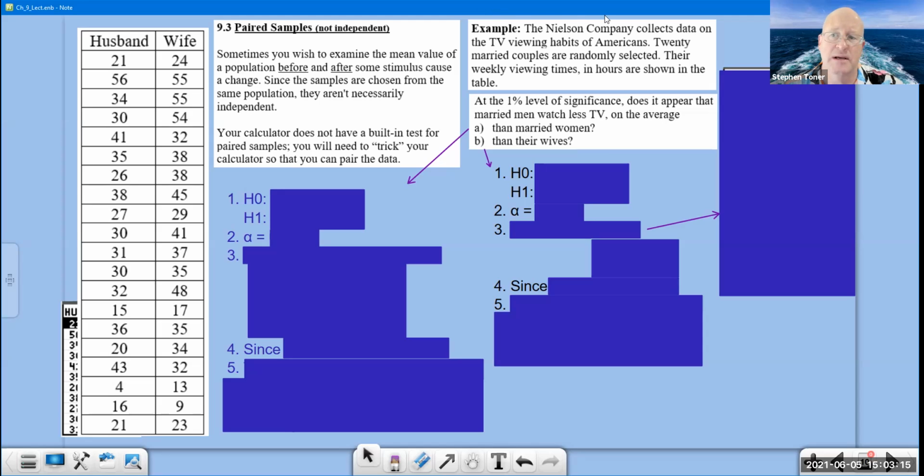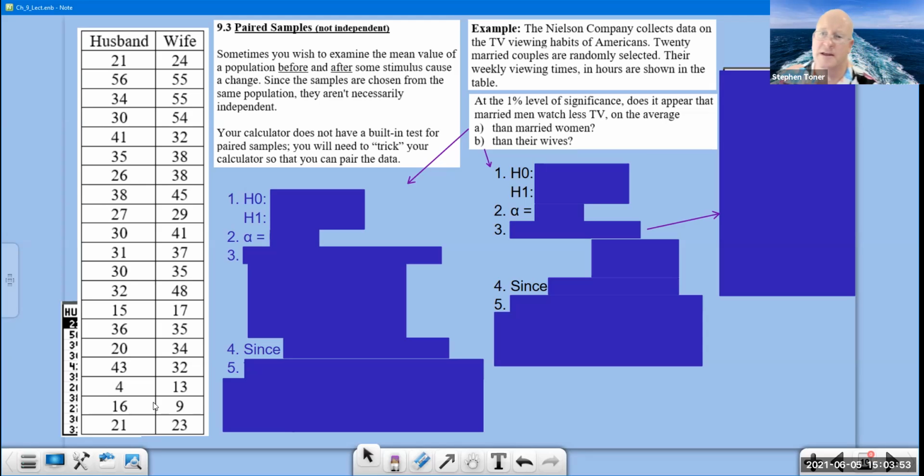The Nielsen Company collects data on the TV viewing habits of Americans. 20 married couples are randomly selected. Their weekly viewing times in hours are shown in the table, and I've got that written at the left because that's where I could fit that large table on the screen. At the 1% significance level, part A, does it appear that married men watch less TV on the average than married women? Or part B, does it appear that married men watch less TV on average than their wives?